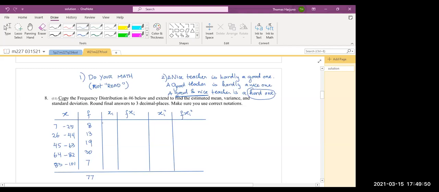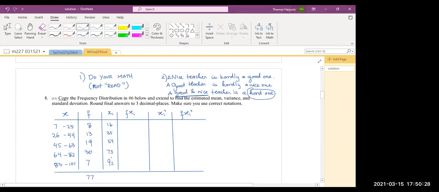Okay, now then we get the midpoint. Then 7 plus 25, 32 divided by 2 is 16. And I can just add 19 all the way, because the class width is 19, right? So the distance between the midpoints of the classes must be 19 also. I need to go lower. That's 73 here. And then this is 92.